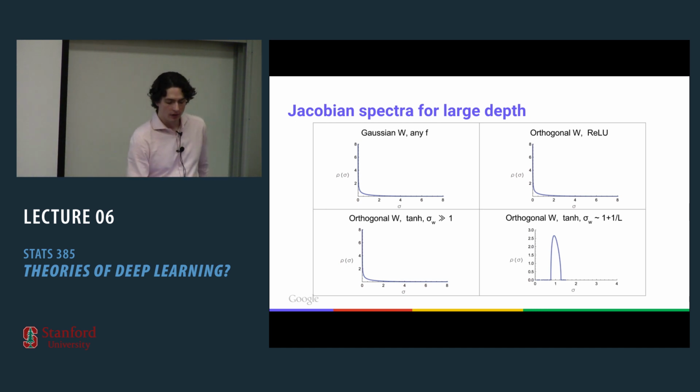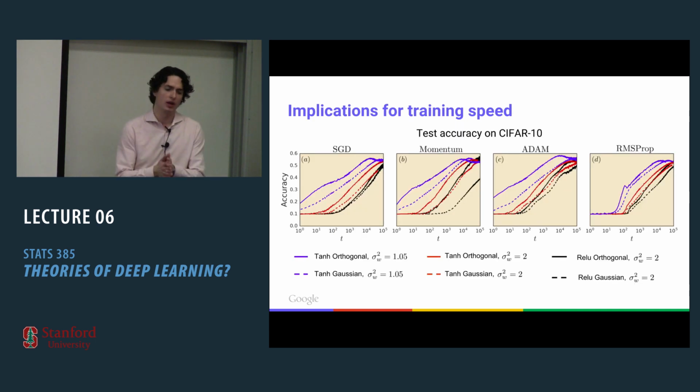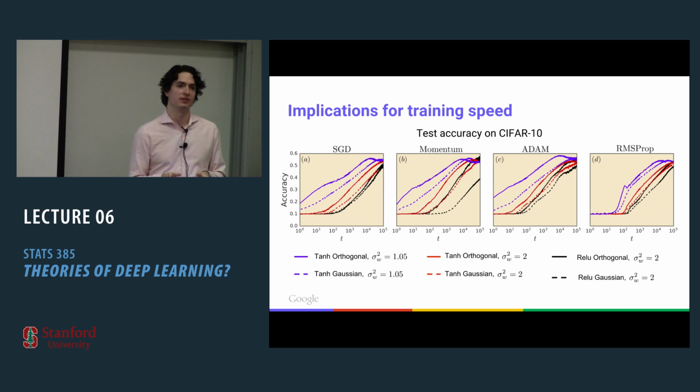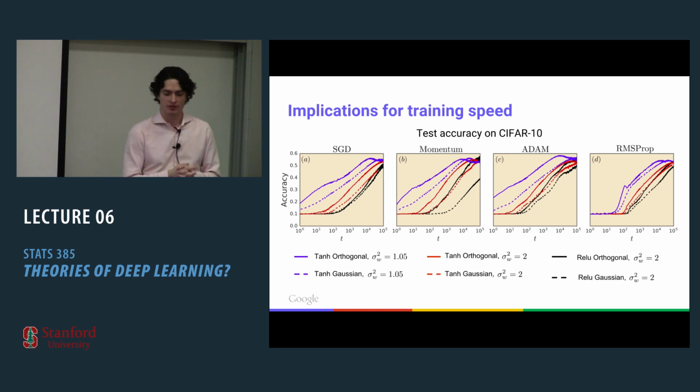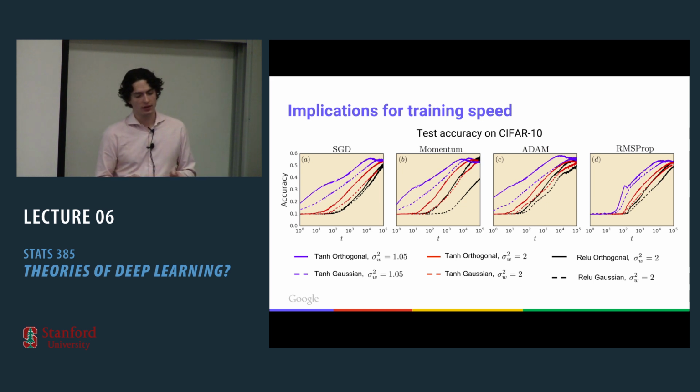And so we tried to see whether these predictions hold in practice. And so what I'm showing here is test accuracy, so generalization performance on CIFAR-10 using networks of width 400, depth 200, so pretty deep networks, using a variety of optimizers. And the colored lines show different initialization and activation function schemes.